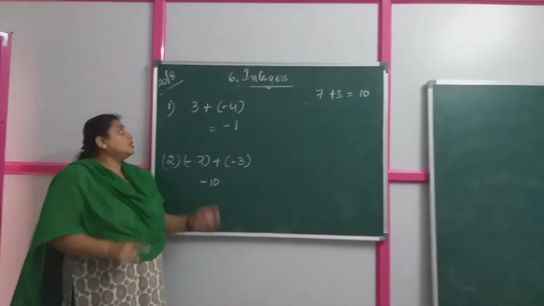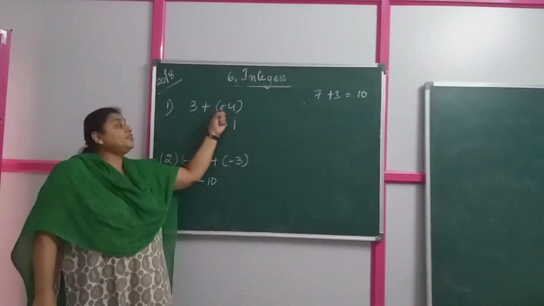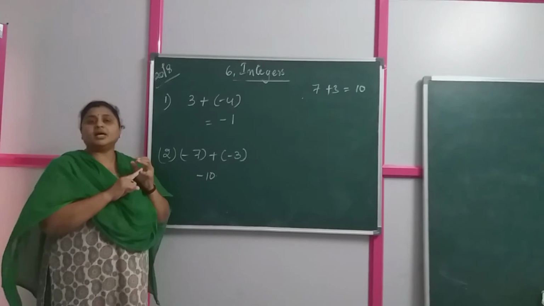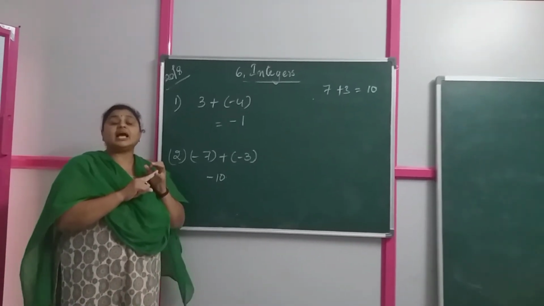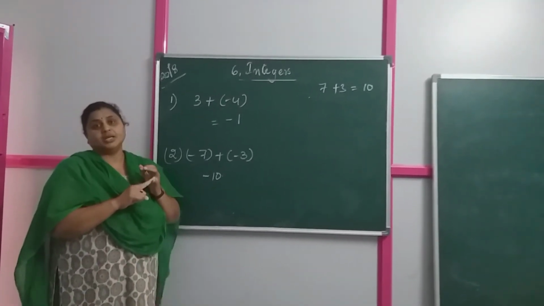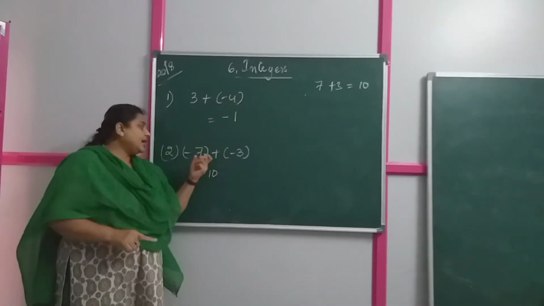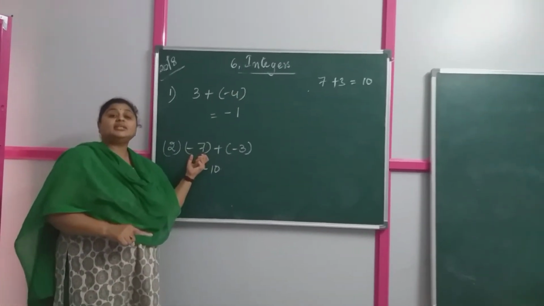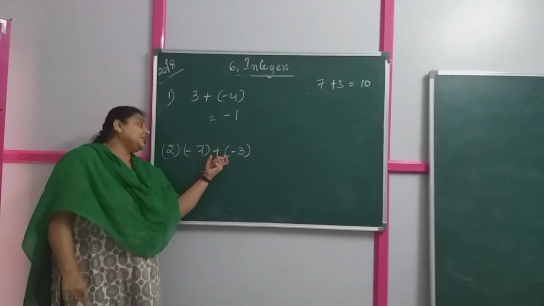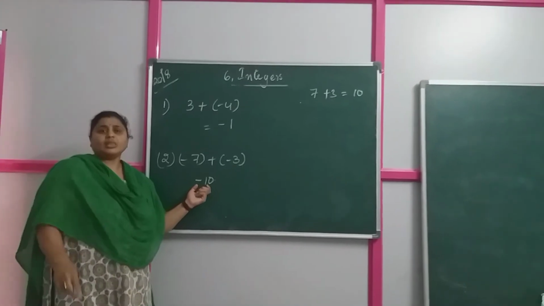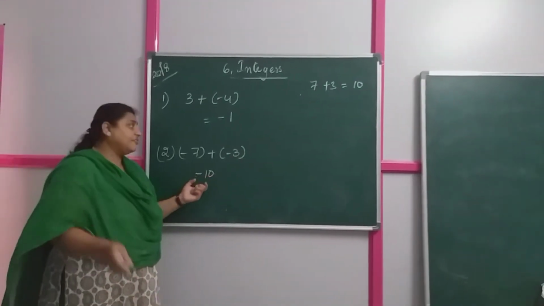Got it? So, when you are adding one positive and one negative integer, you have to subtract the numbers and give the sign of the greater number. Okay, you are giving the sign of the greater number. And when you are adding two negative integers, then you have to add and give the negative symbol. These are the two rules you have to follow.